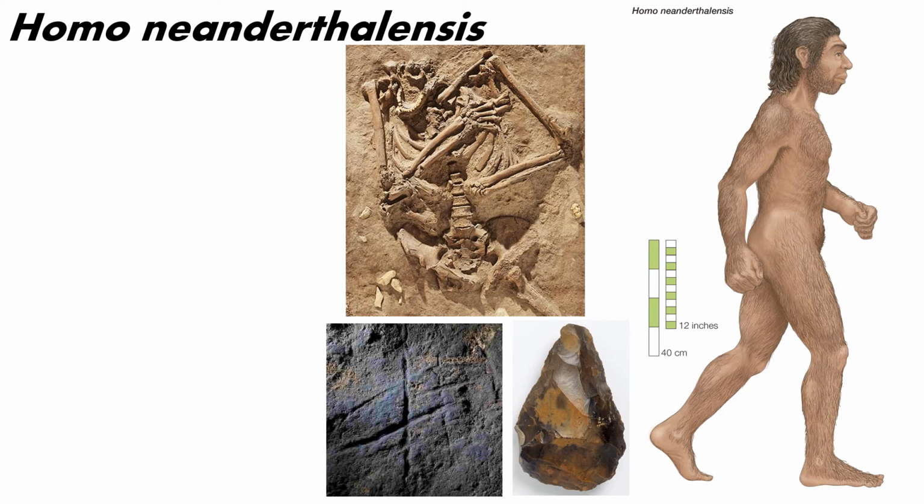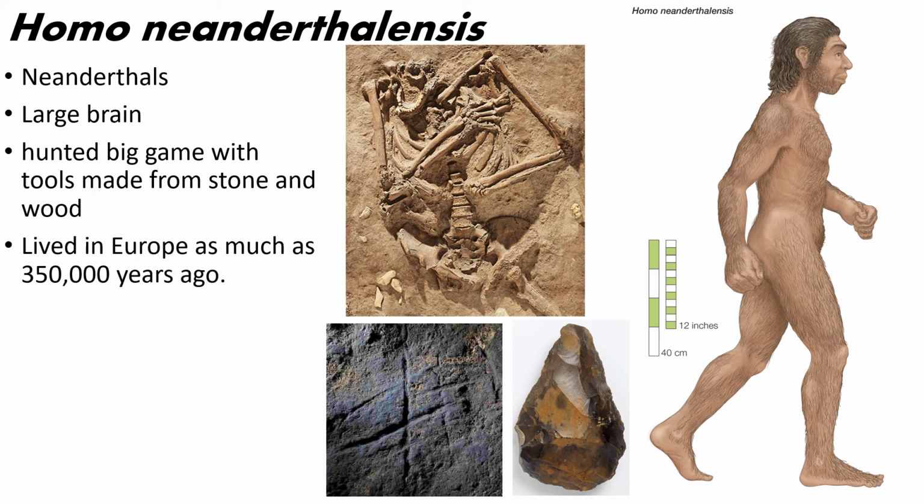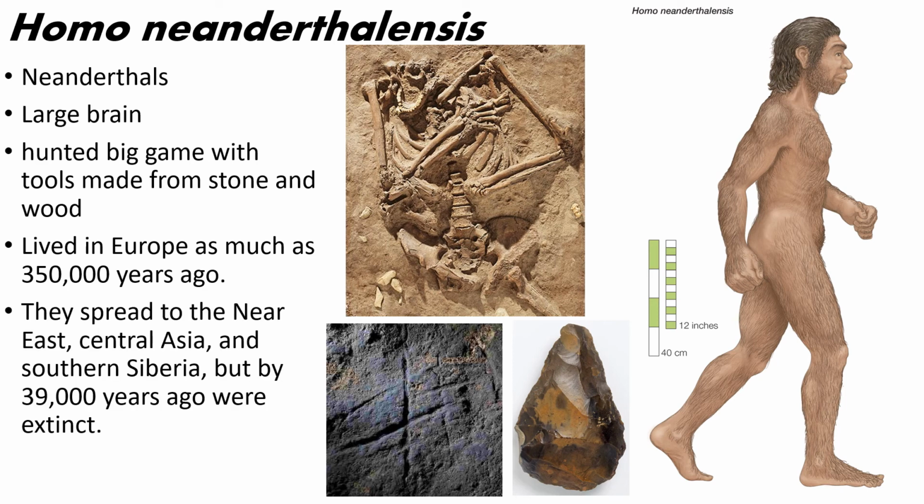Our next group are Homo neanderthalis, and they are a group that definitely overlapped with Homo sapiens because we know that we can find Neanderthal DNA in modern day humans. They have a large brain. They hunted big game and made tools from stone and wood. They lived in Europe as much as 350,000 years ago. So we know that you could start to find Neanderthals back then, and they spread throughout the Near East, Central Asia, and Southern Siberia, but by 39,000 years ago, they were extinct.